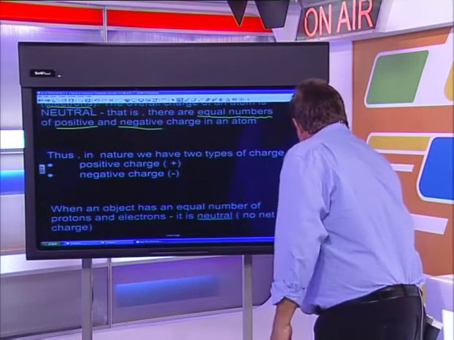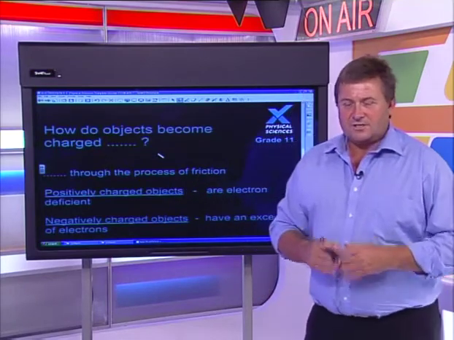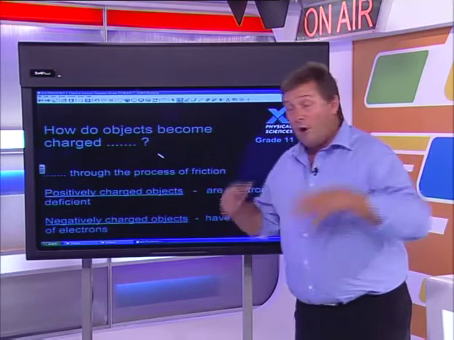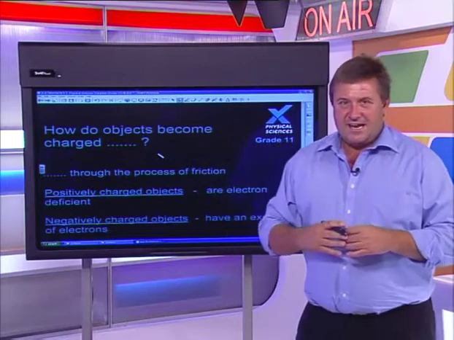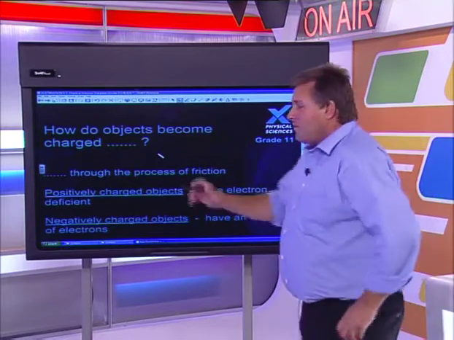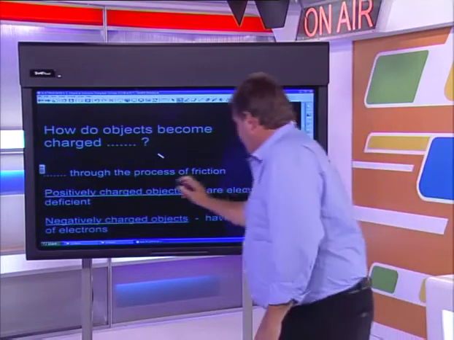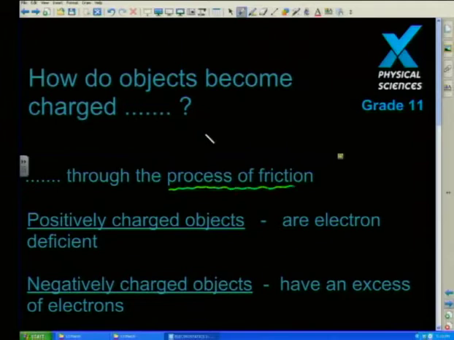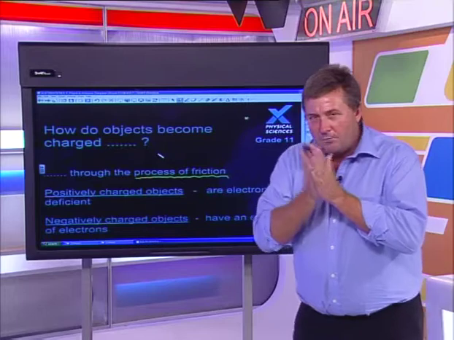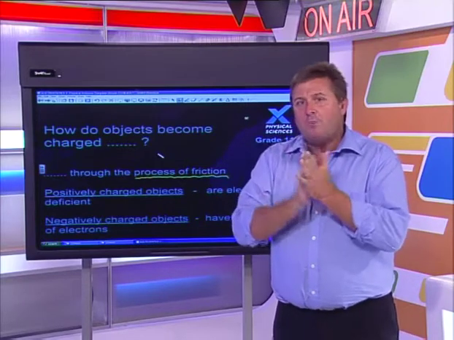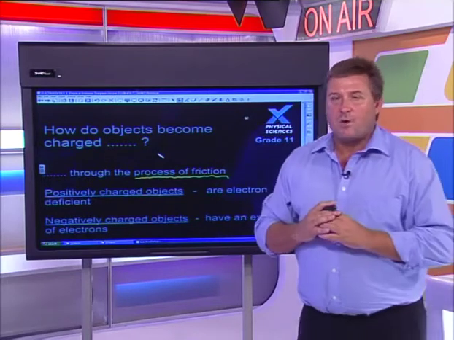Okay, right, let's move on to my next slide. Now, here's one of the big fundamental questions. How do objects become charged? How do I create a static electrical charge? Well, guys, one of the most important ways, and also the simplest way of doing it, is through the process of friction. We rub objects together, and whenever objects rub, we can actually create a charge on those particles.